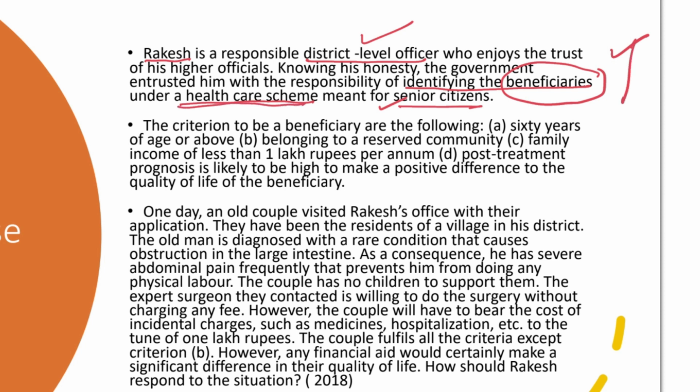Next, the criteria to be a beneficiary are the following: 60 years, reserved community, family income of less than 1 lakh, and post-treatment prognosis likely to be high, to make a positive difference to the quality of life of the beneficiary. Post-treatment prognosis. So Rakesh is to implement this scheme.